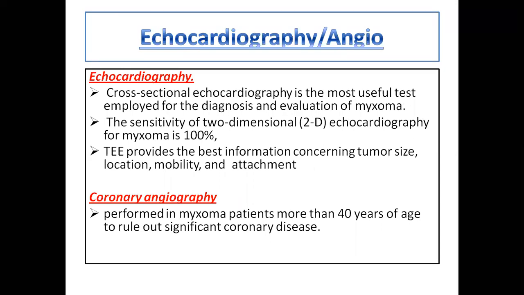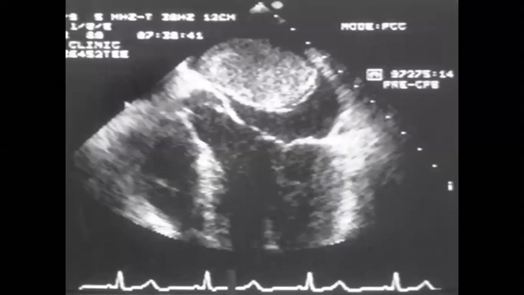Echocardiography, the best information can be provided by TEE, which can provide the tumor size, location, and mobility. The sensitivity of echo for myxoma is 100%. Coronary angiography is performed in patients who are more than 40 to rule out other significant coronary disease. So this is an echocardiography which shows a large left atrial myxoma.